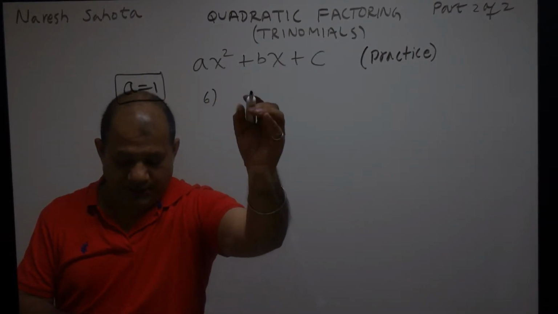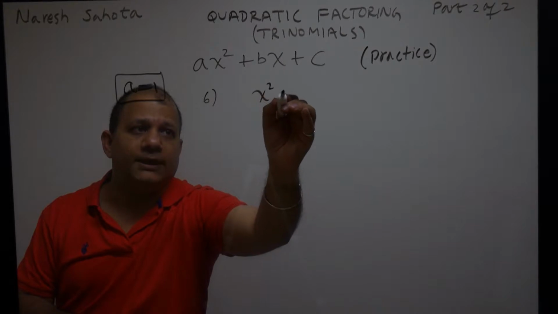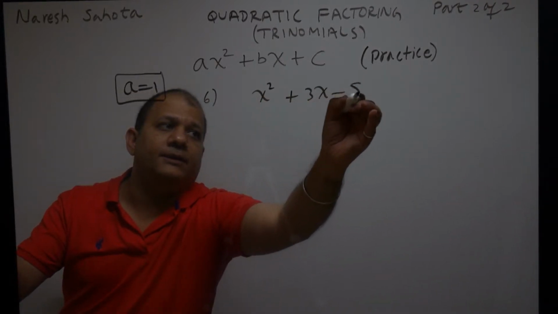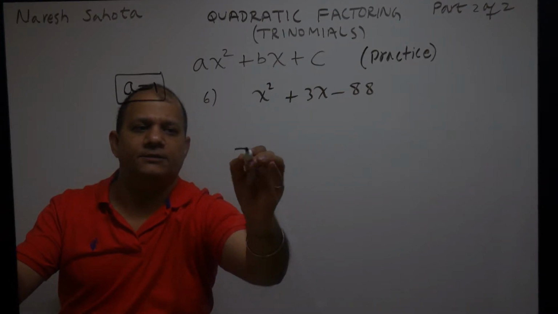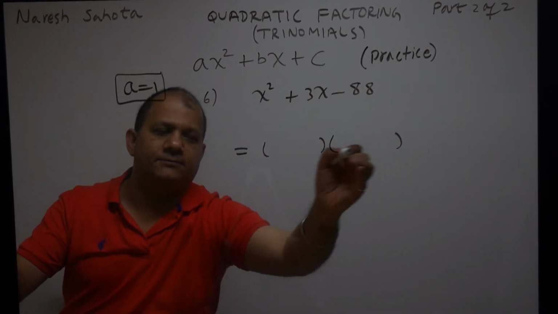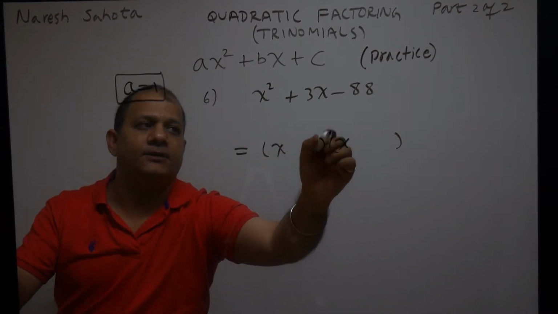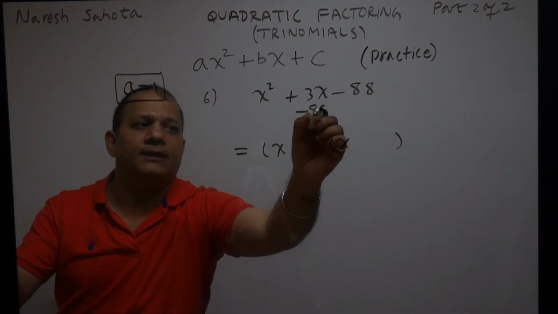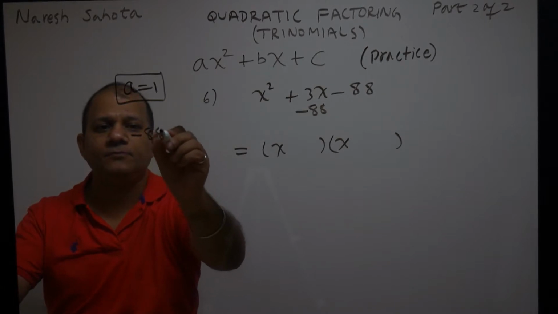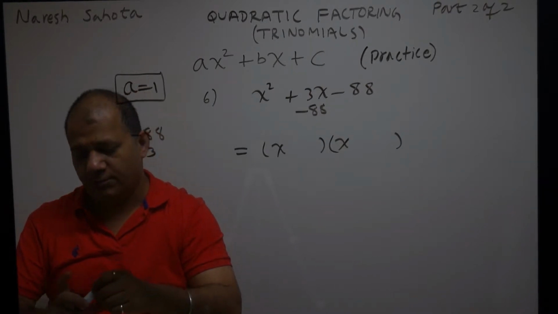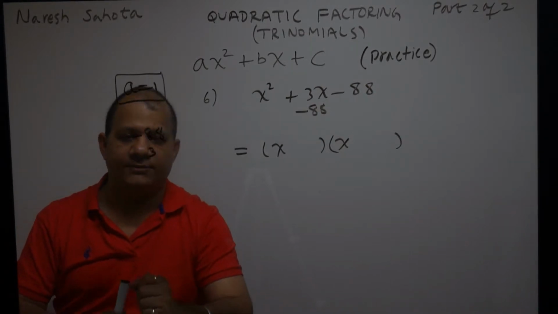So example 6, x squared plus 3x minus 88. So again, is it quadratic? Yes, it is. So we need two sets of brackets. We'll place x and x here, copy the last term, negative 88. So we want two numbers that multiply to give us negative 88, and when we add those numbers we want a positive 3.